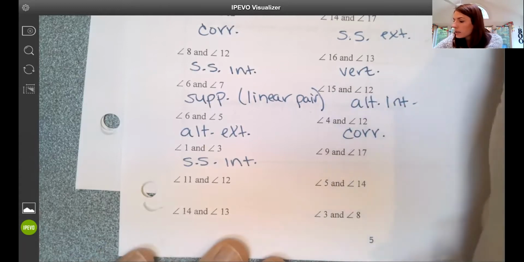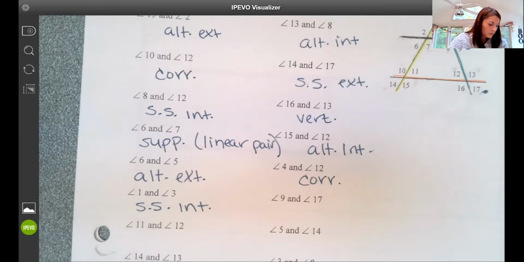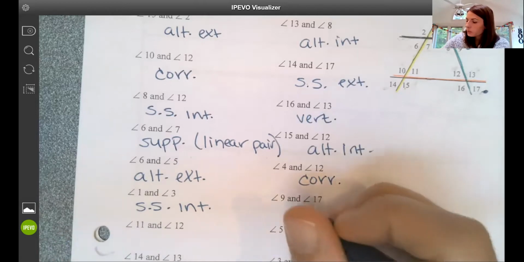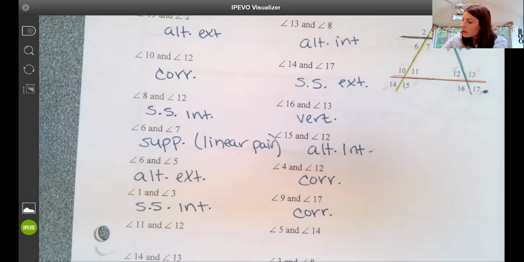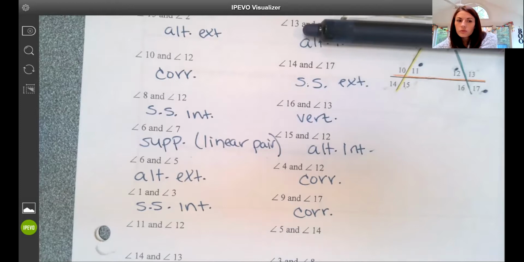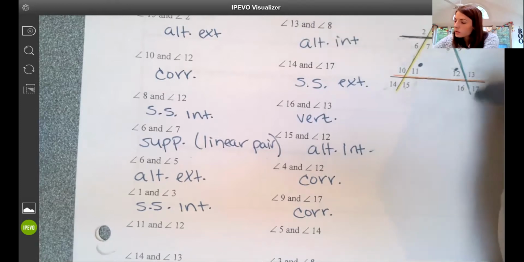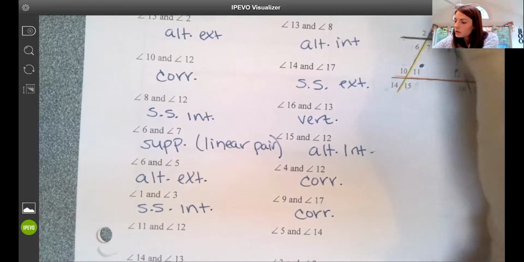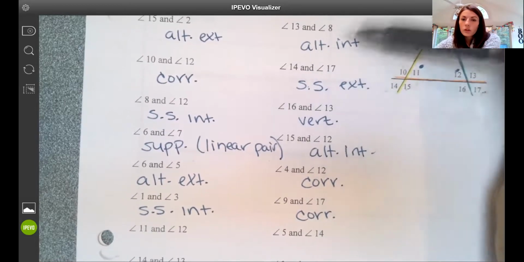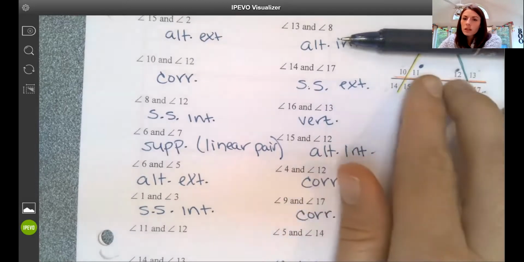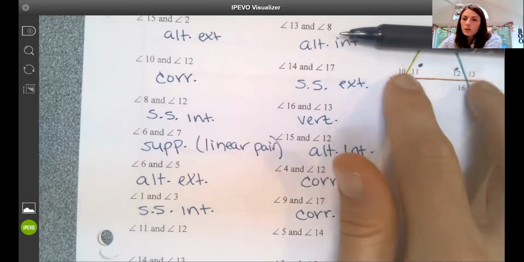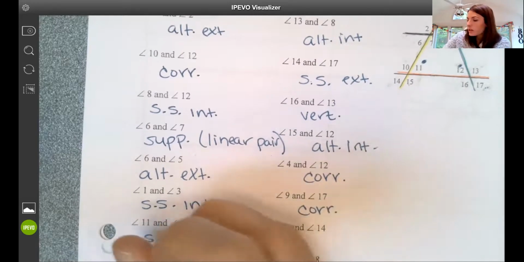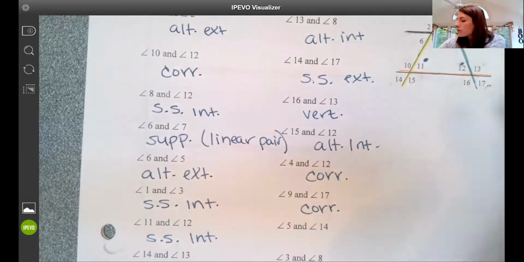9 and 17, what's their relationship? 9 and 17. One in, one out, corresponding. 11 and 12. 11 and 12 are on the orange transversal. And that orange transversal, yep, same side interior, on the inside of these two, the yellow and the blue line. Same side interior.